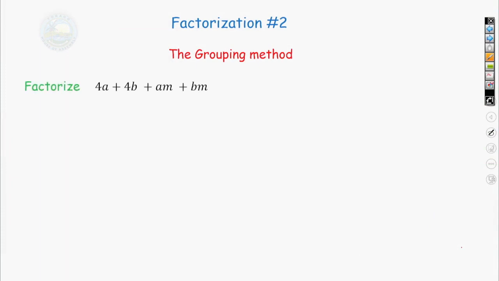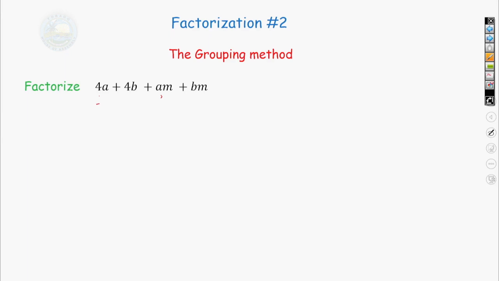Here's an example. Factorize 4a plus 4b plus am plus bm. Now, remember what we said: whenever you are asked to factorize an expression, the first thing you do is scan the entire expression to determine if there is a common factor. Looking at this expression, do we have a common factor? I'm seeing 4 here and 4 here, but there's no 4 here. A is not common. B, not common. M, not common.